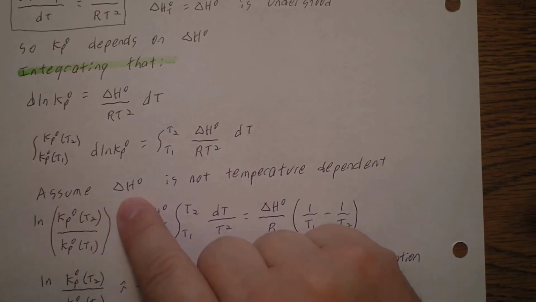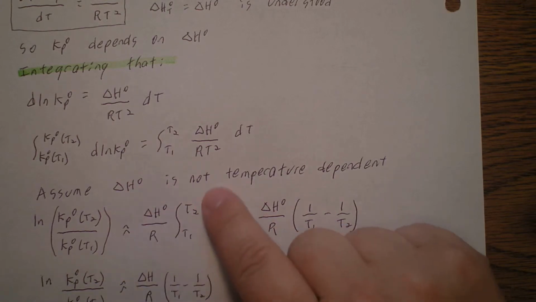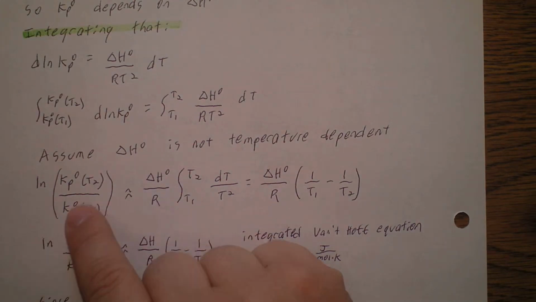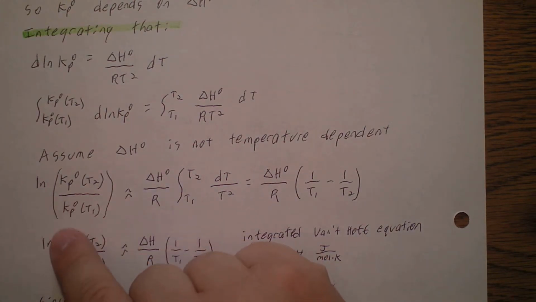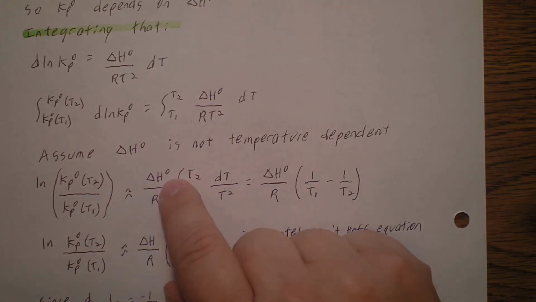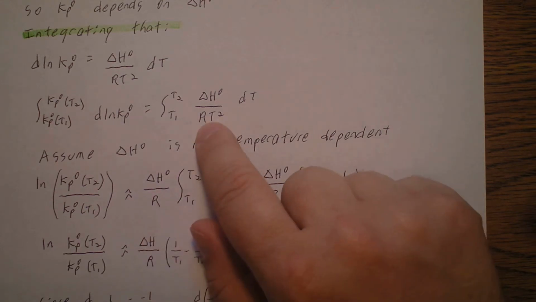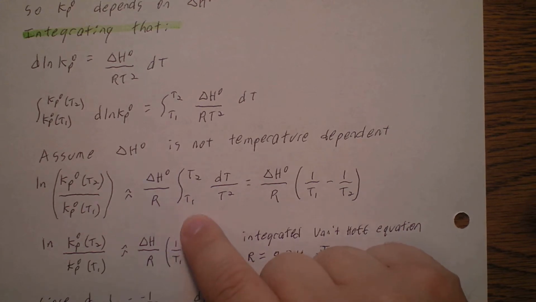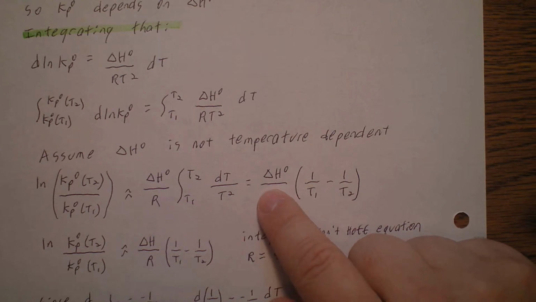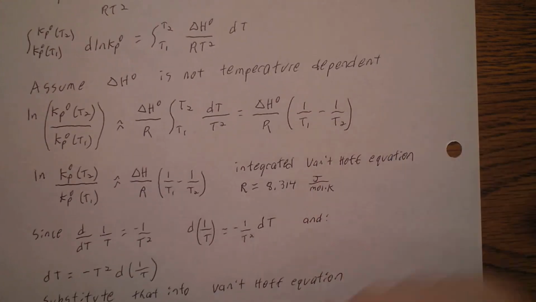Now let's just assume for a bit that the standard enthalpy change is not temperature dependent. Then we're going to end up with the natural log of Kp naught at temperature 2 divided by Kp naught at temperature 1 is roughly equal to, because we assumed that it's constant, the enthalpy of formation in the standard state divided by R. R is constant, so you can pull that out. The integral from T1 to T2 of 1 over T squared dT. So that's going to be delta H naught over R times 1 over T1 minus 1 over T2.